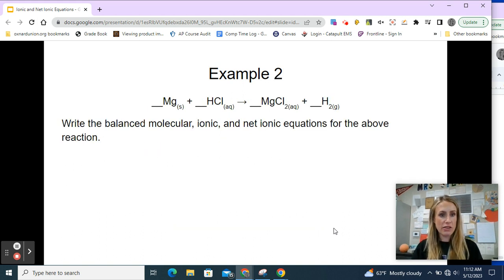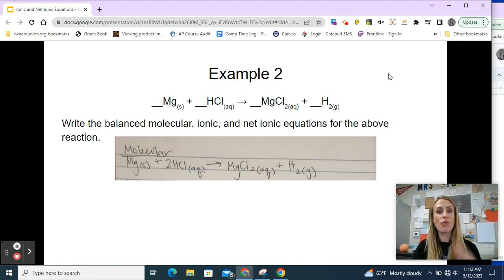So here's another example. We would first have to balance this in order to write our molecular equation. So I can see that I have 1 magnesium over here. I have 1 over here. That's balanced. I have 1 hydrogen over here, but 2 over on the product side. So I would have to put a 2 in front of this hydrochloric acid. And then that gives me 2 chlorines, and I have 2 chlorines there. So that's the only one that I have to balance here, is I have to put a 2 in front of my hydrochloric acid. So this is my molecular chemical reaction.